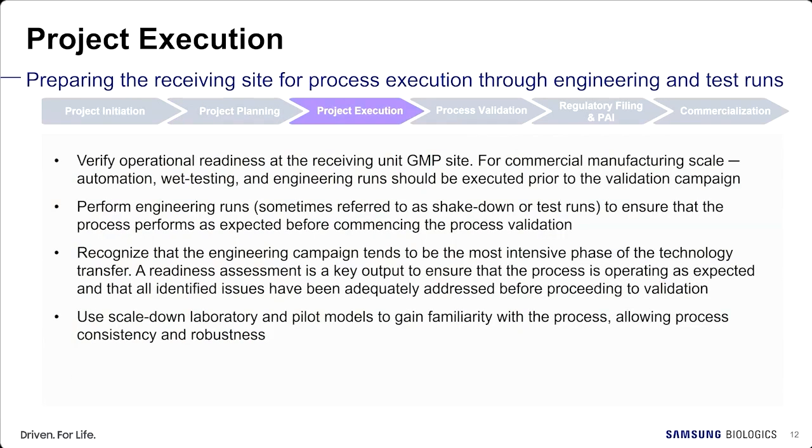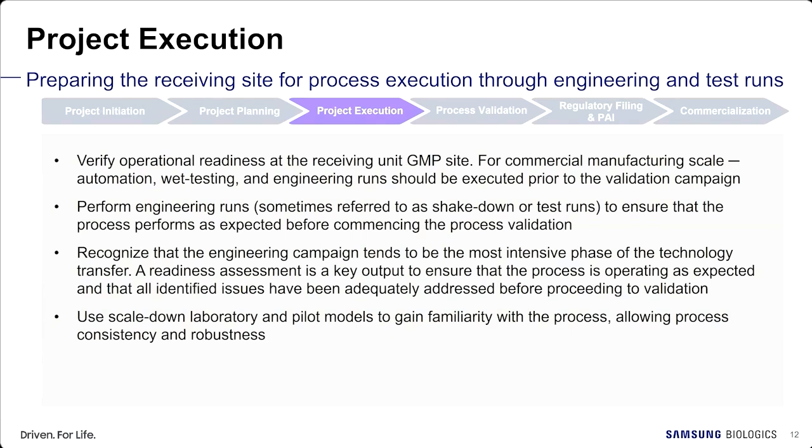The next stage is project execution. We prepare the receiving site for process execution through engineering and verification runs. Prior to the validation runs, operational readiness at the receiving site is verified through engineering run. Automation, wet testing, and engineering runs are executed prior to the validation campaign to ensure that the process performs as expected. This stage is the most intensive phase of the technology transfer. Through this stage, all issues identified have been adequately addressed before proceeding to validation campaign.